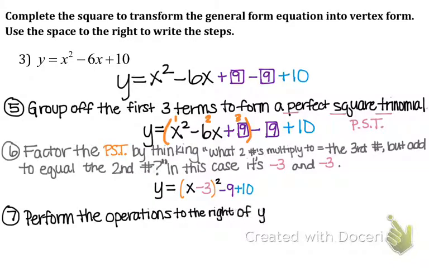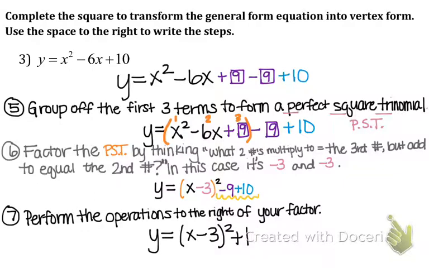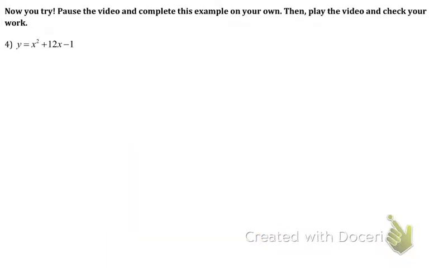So on the right side we have -9 plus 10, so -9 plus 10 is +1, and we are all done completing the square. Now you try. Pause the video and complete this example on your own. Then play the video and check your work.